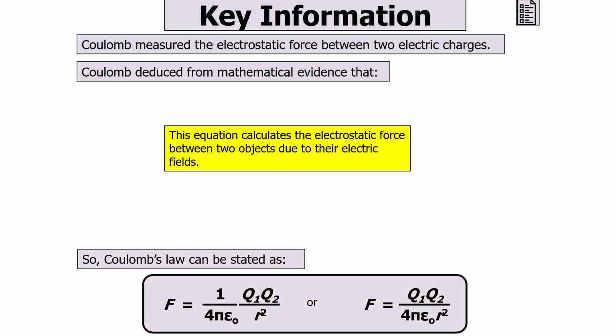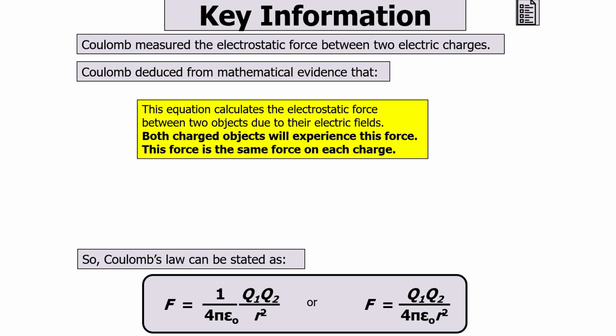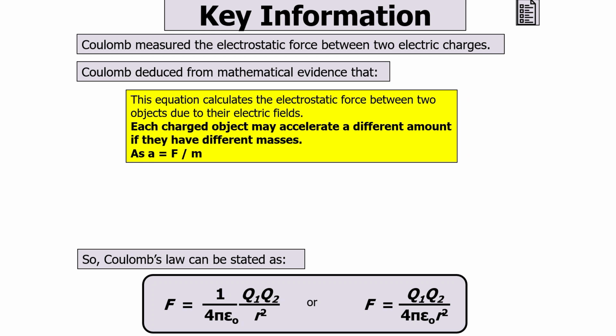Now this equation calculates the electrostatic force between two objects due to their electric fields. It also indicates that both charged objects will experience this force. So this force is the same force on each charge. Each charged object may accelerate a different amount if they have different masses. As we know, acceleration is equal to the resultant force over the mass.